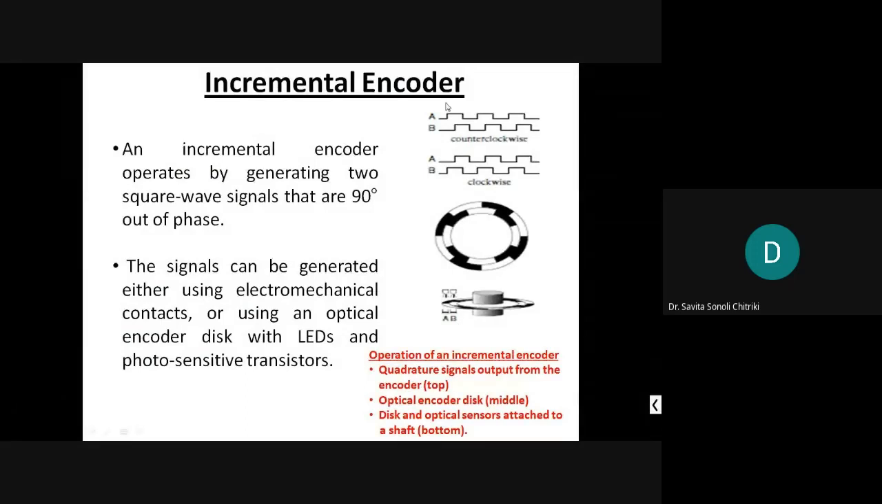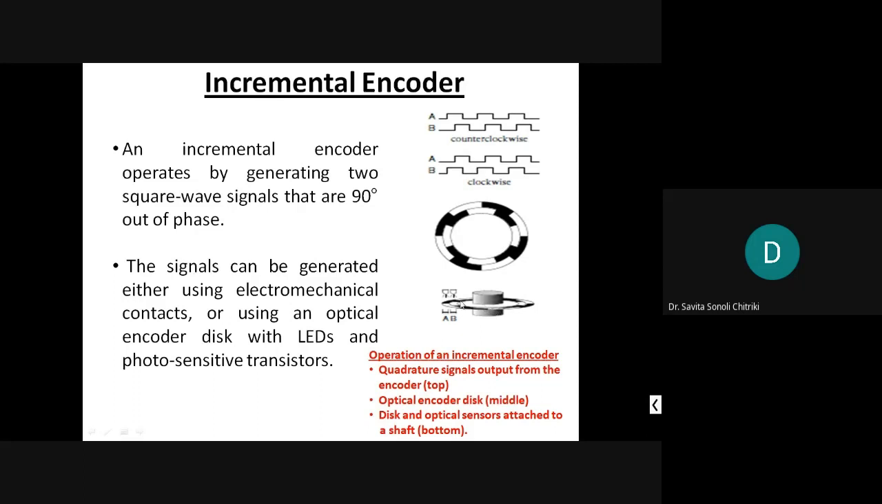Okay. The next device is the incremental encoder. So how does it work? An incremental encoder operates by generating two square wave signals that are 90 degrees out of phase. You can see there, the two signals are generated which are 90 degrees out of phase. The signals can be generated either using electromechanical contacts or using an optical encoder disc. You can see there, an optical encoder disc is there. Whenever the light falls on it, it is going to cut. Like this, the square wave is generated.